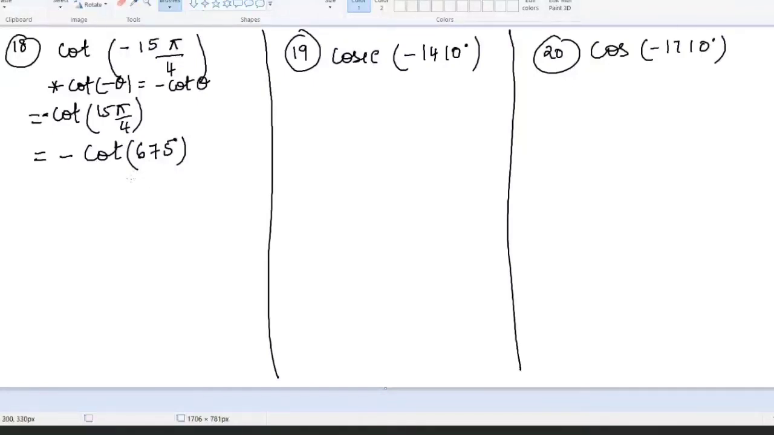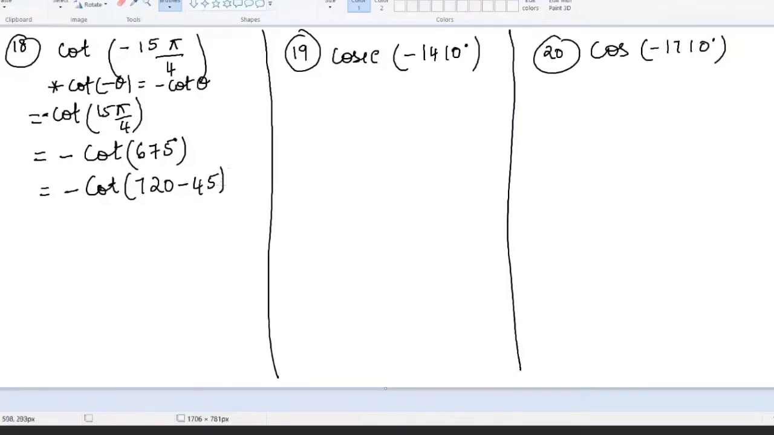720 minus? Yes. So 720 minus which number? Instead of subtracting 360 2 times, you can go directly to 720 minus, we have 675, no? So 720, yes, 45. So 675 can be written as 720 minus 45, okay? So it is minus cot of 720 minus 45, right, like this.